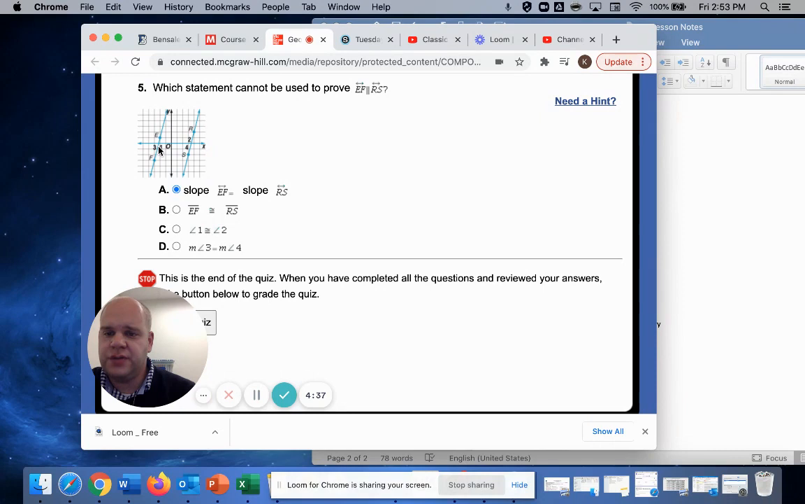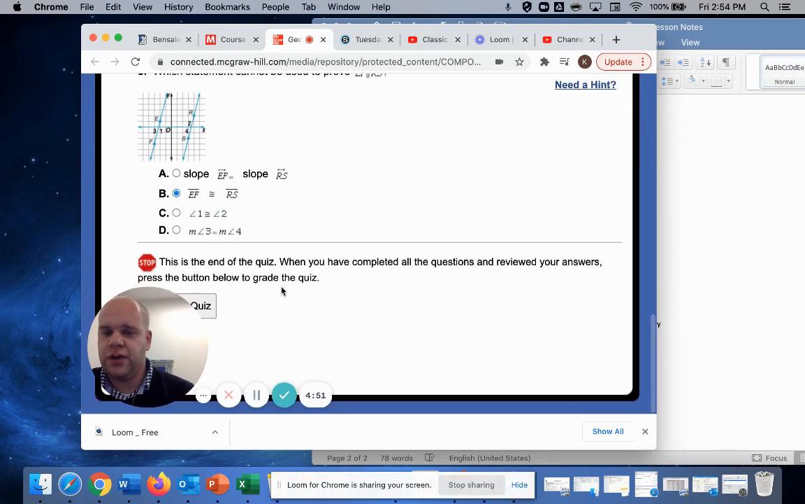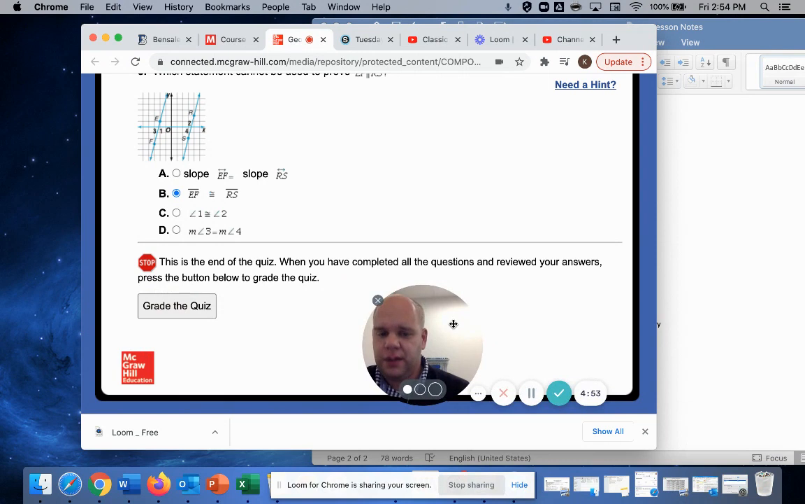Angle 1 is congruent to angle 2. Well, those are alternate interior angles, so if they were congruent, both these lines would be parallel. Angle 3 is congruent to angle 4. Those are corresponding angles, so if they were congruent, then both these lines would have to be parallel. So it looks like EF being congruent to RS would be the only one that would be an issue.